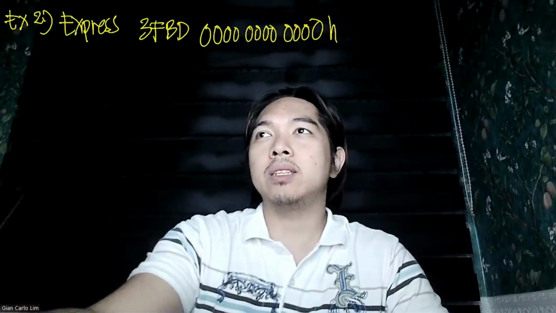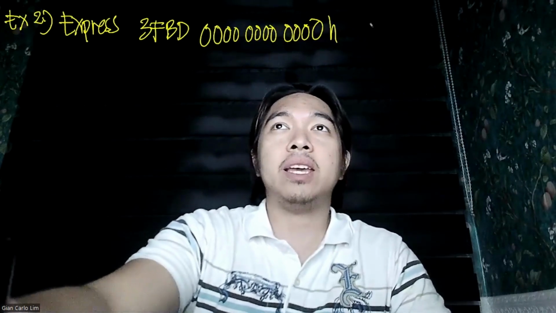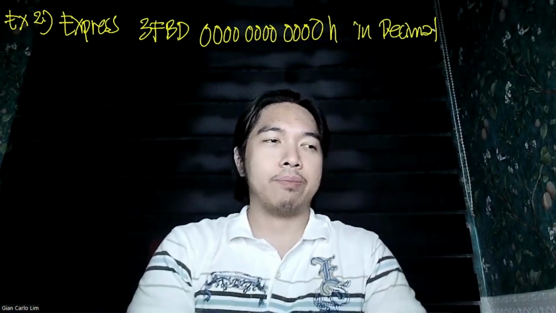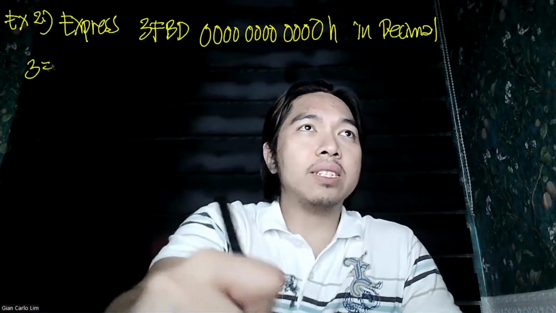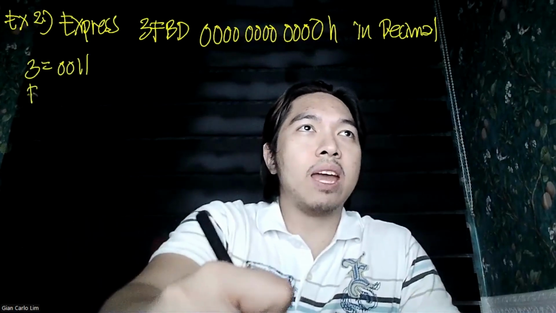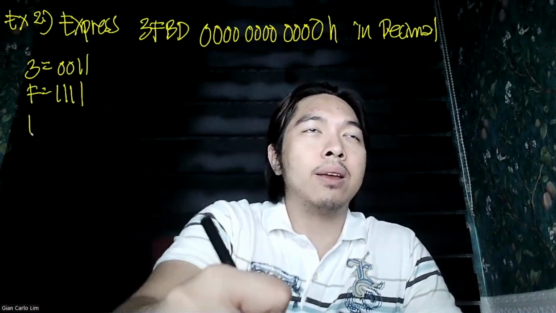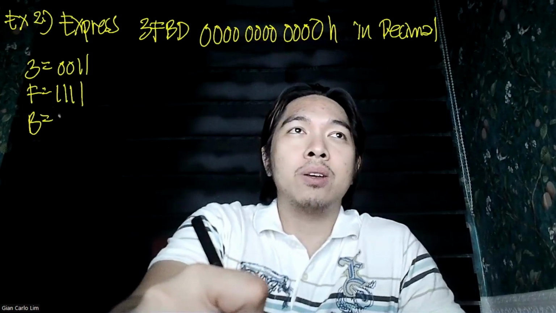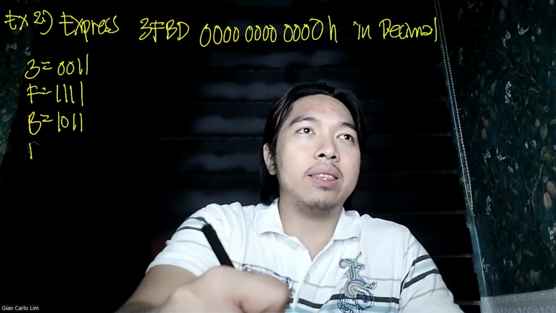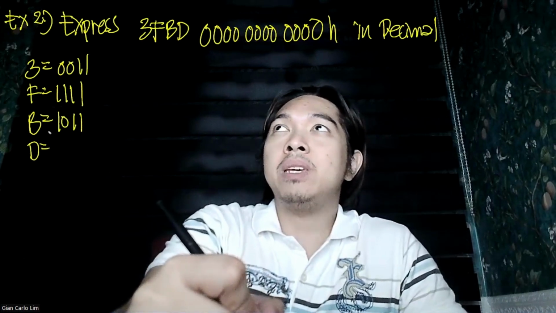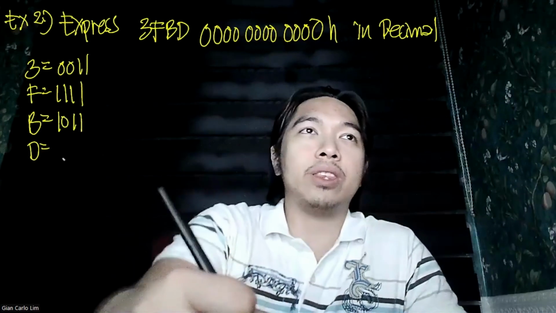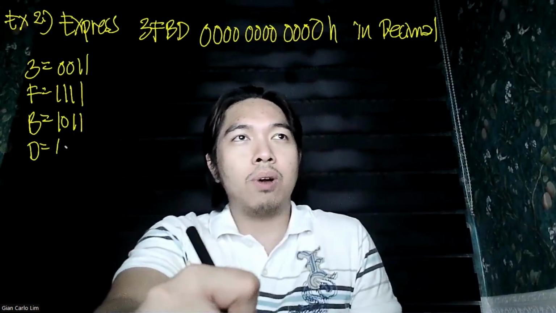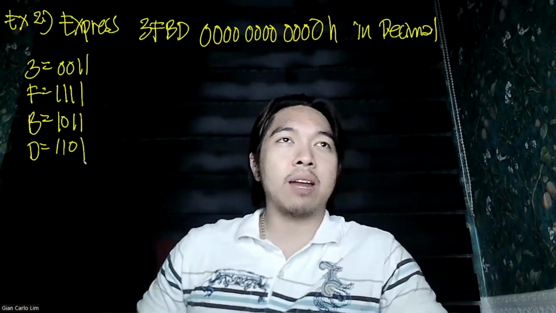So I'm going to erase this na. Express in decimal. All right. So 3 is 0011. F is 1111. B is 11, so therefore 1011. And then D is... 11, C is 12, D is 13. 13, so 1101. Okay, so those are the representations.